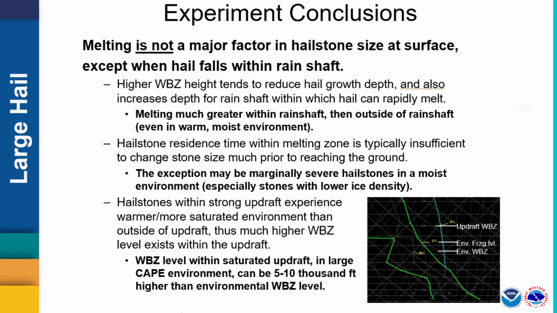When we look at the vertical thermal profile in the atmosphere, the height of the freezing level or the wet bulb zero level, and in particular that height within the updraft core, which can be quite a bit higher than that in the ambient environment, we might be focused more on the reduction in the hail growth zone as opposed to the impact of an expanded melting layer.